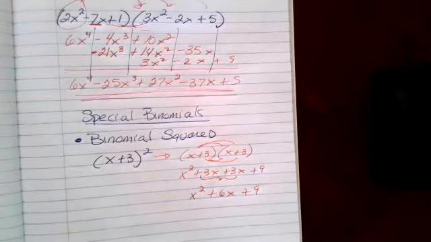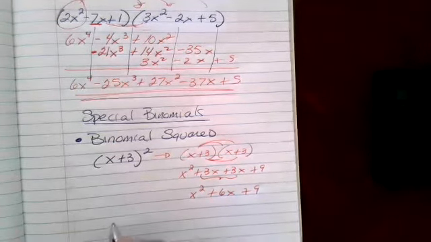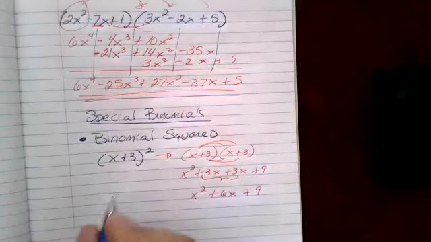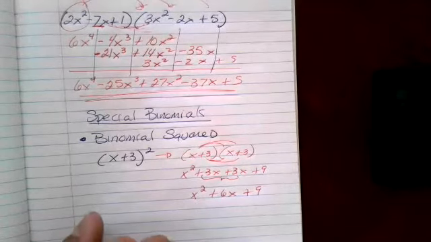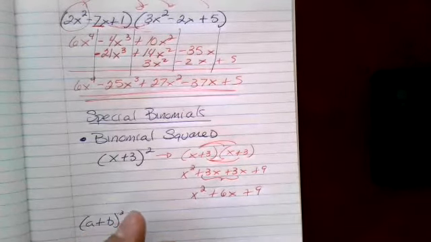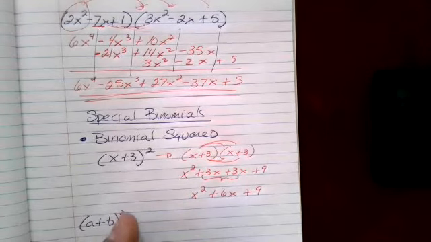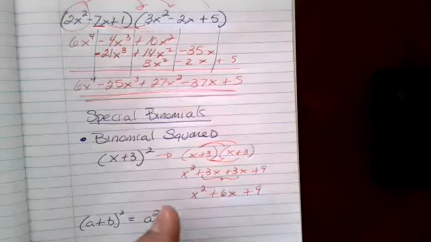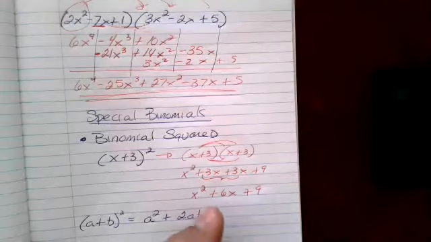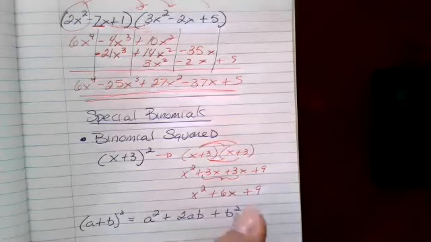But there's another way of doing it. And there's a formula for it. It says if I have a binomial squared, a plus b squared, that's going to be the same as a squared plus 2ab plus b squared.